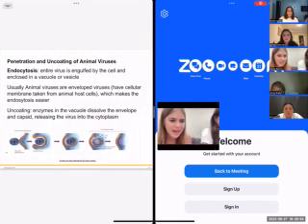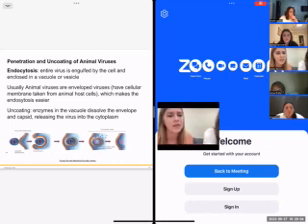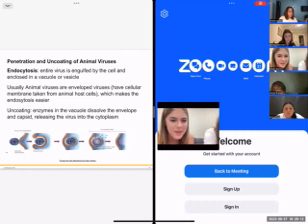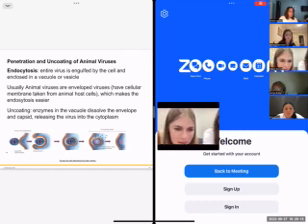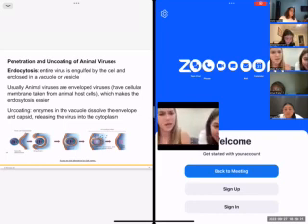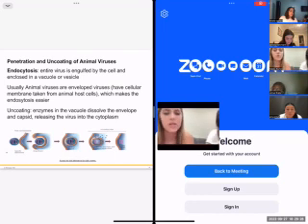So then we have penetration and uncoating of animal viruses. We have endocytosis, in which the entire virus is engulfed by the cell and enclosed in a vacuole or vesicle. Usually, animal viruses have cellular membrane taken from animal host cells. And then uncoating: the enzymes in the vacuole dissolve the envelope and capsid, and this releases the virus into the cytoplasm.